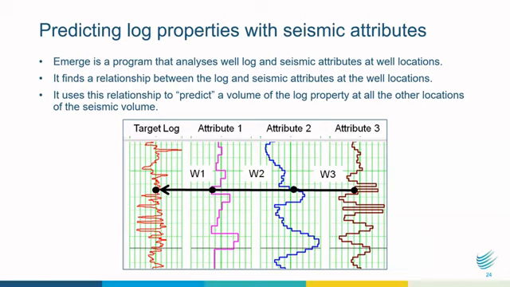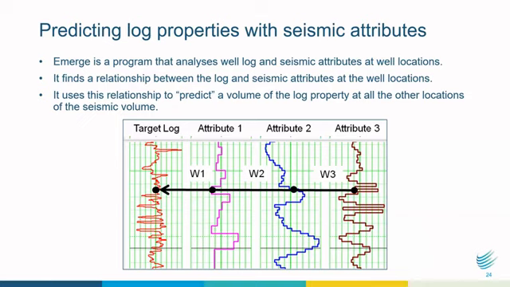And using these input attributes, we can predict any target property, for example, porosity, what we're looking for. How it works: Emerge is a program that analyzes well log and seismic attributes at well locations. Then it finds the relationship between log and seismic attributes at well locations, and it uses this relationship to predict or estimate a volume of the log property at all the other locations of the seismic volume.